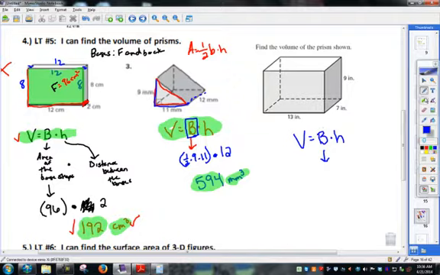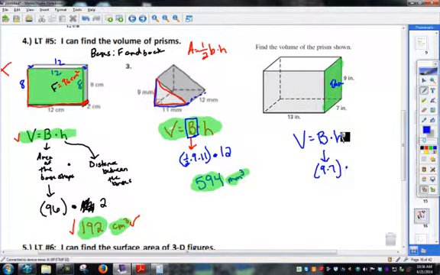Just to switch it up, I'll show you that it doesn't matter. I'll use my right side as the base shape this time. So to find the area of the right side, I'm going to call this my base. The area of the right side is going to be 9 times 7.